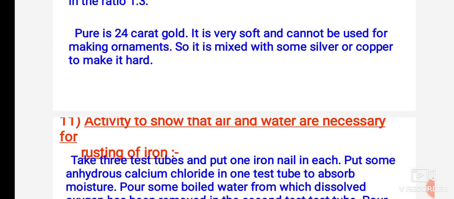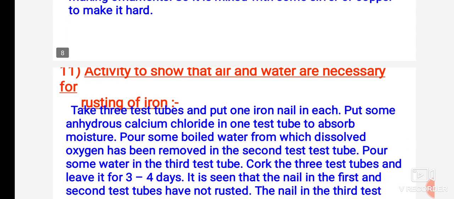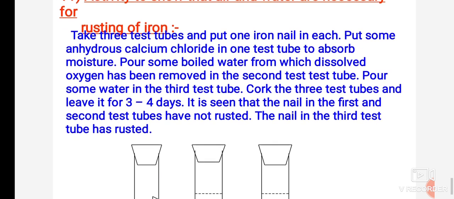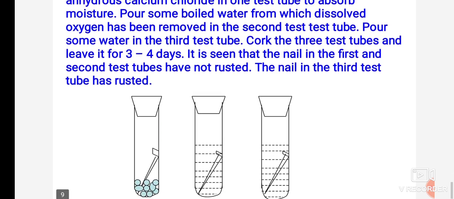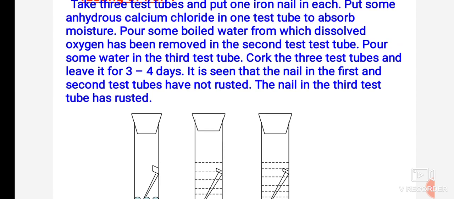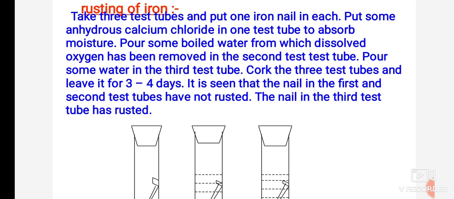Okay. Now children, you might have seen that if we have any iron object in our home, with the exposure to air and water, it gets rusted. So the next activity shows that air and water are necessary for rusting of iron. For this, we have taken 3 test tubes in which the iron nail is kept in all 3. Okay. And we have put some anhydrous calcium chloride in one test tube, the first one.